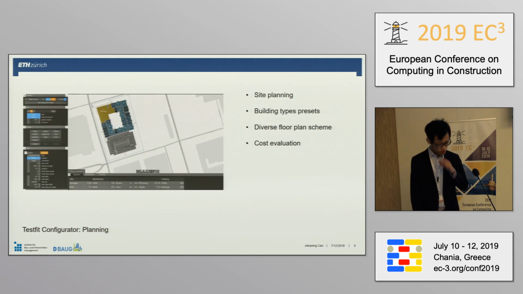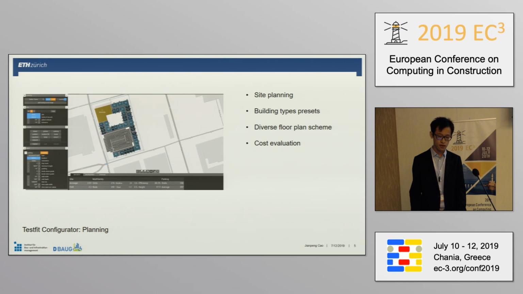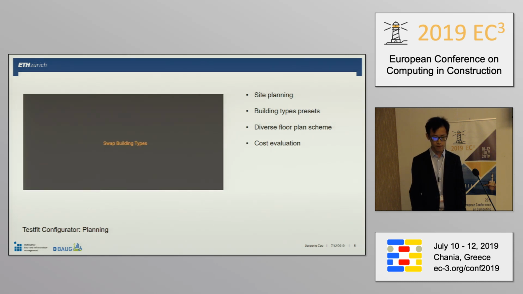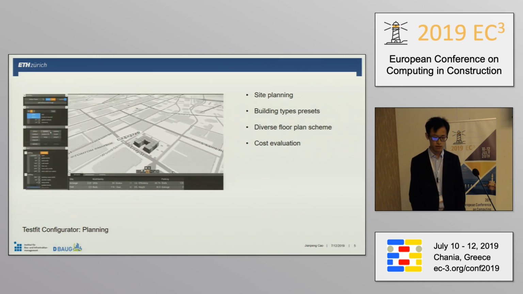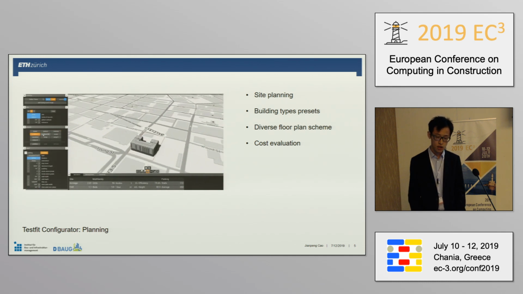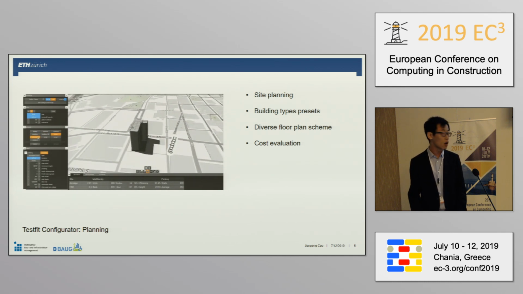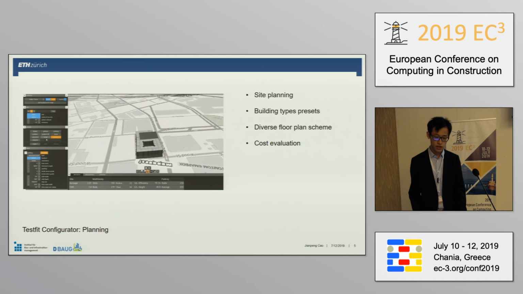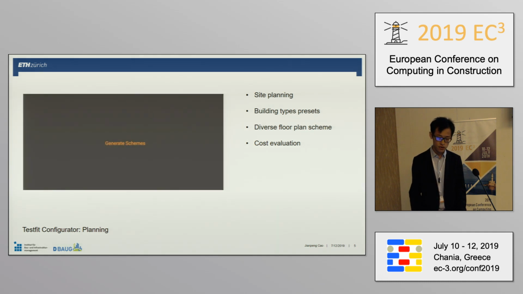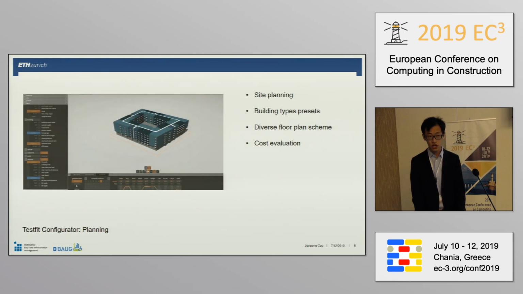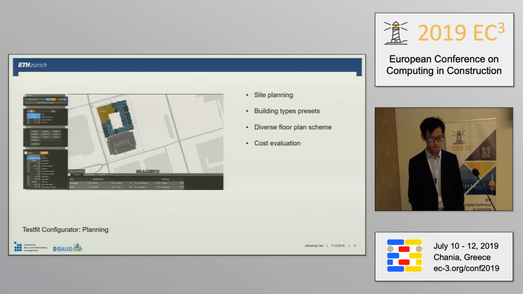The second example comes from TestFit. This is a configurator for planning, and the user can set the site boundary on the map, and swap and select the building types predefined in the system. Based on the relevant constraint and adjacency rules, diverse floor plan schemas can be generated. And in the end, each configuration will be evaluated by its cost performance to support the decision-making process.